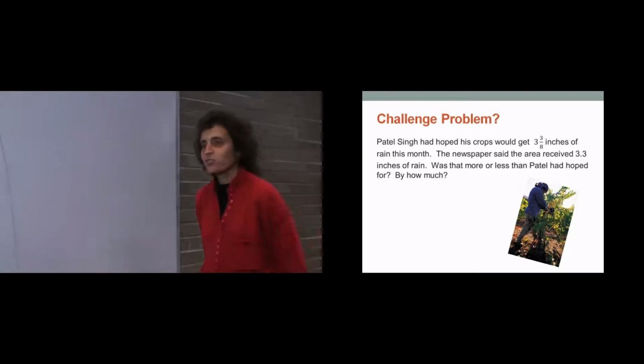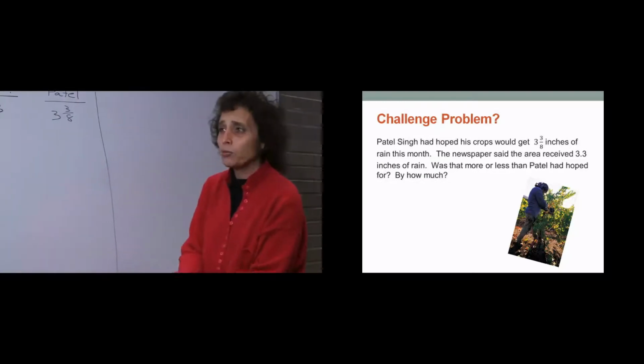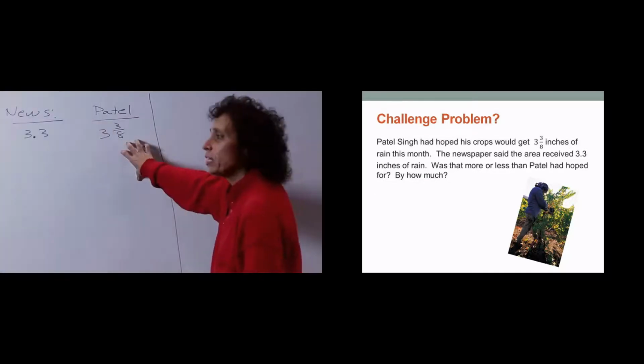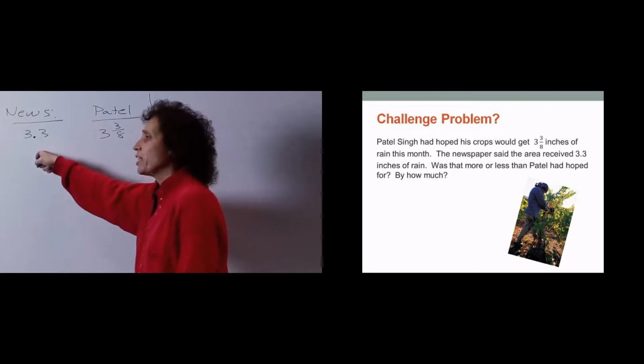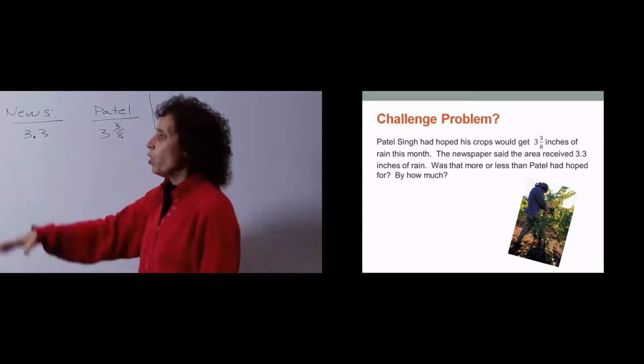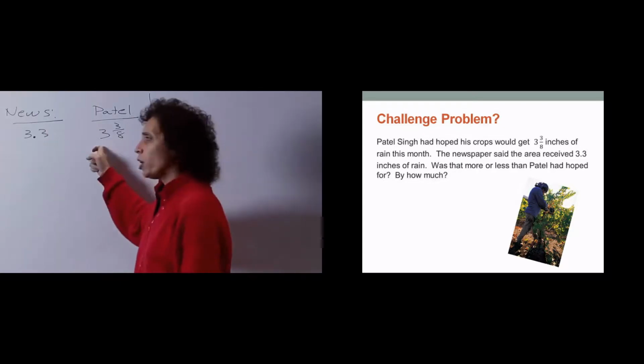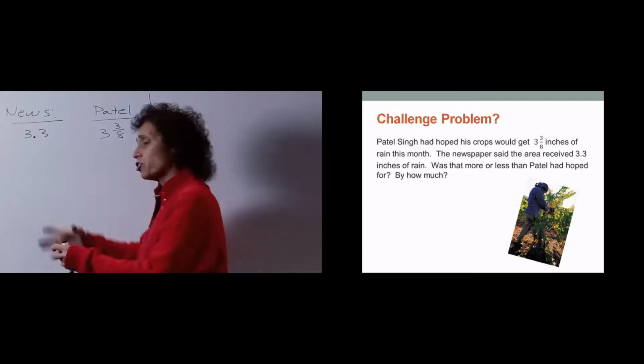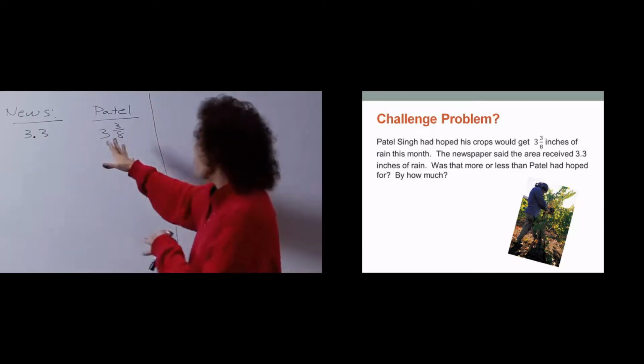All right, let's take a look at this question. Patel Singh had hoped his crops would get 3 3/8 inches of rain. The newspaper said it would only get 3.3. What was that more or less of what Patel had hoped for, and by how much? So we know we have to subtract, but we also have to compare them.